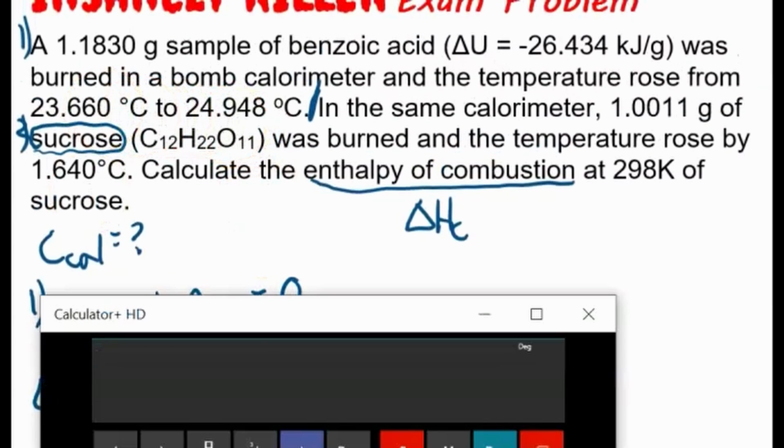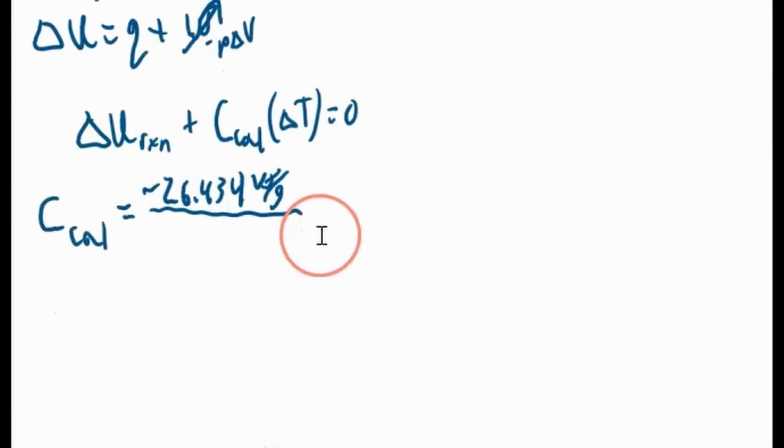Okay, so we should pull out the calculator. Probably don't need it if we think about it, but that's okay. The final temperature is 24.948, so T final minus T initial, 23.660. So the temperature change is 1.288 degrees Celsius.